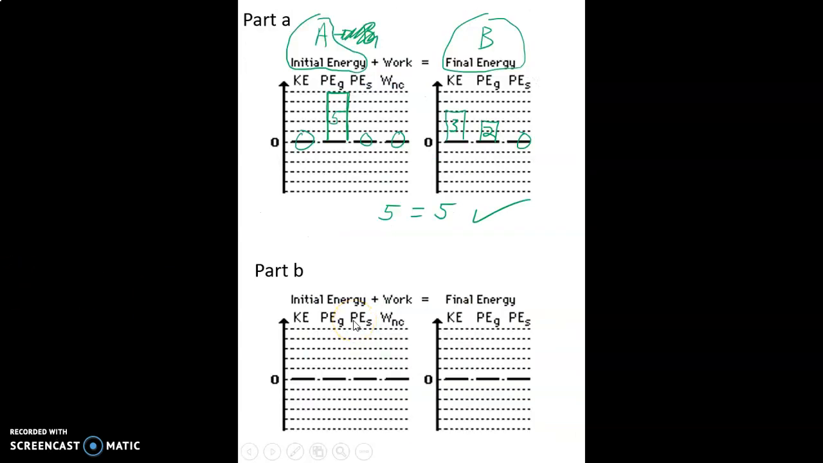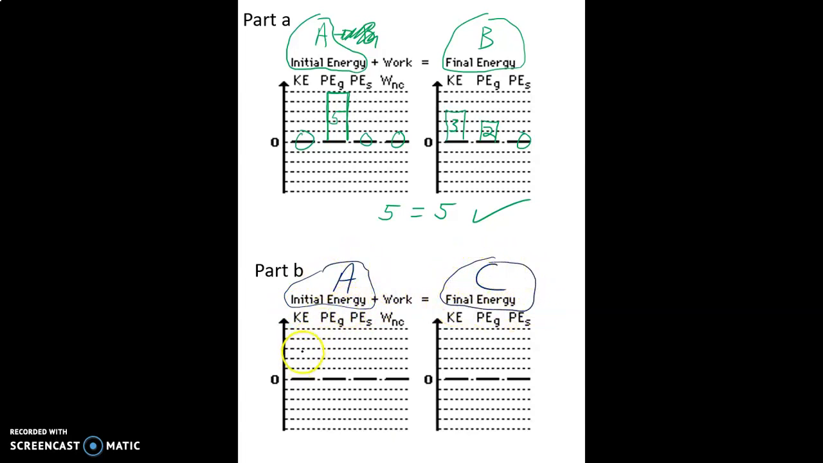You can see the energy bar chart from part A, where there was no work done by non-conservative forces, but now we're going to fill it in for the case where we did have the non-conservative forces. So the starting conditions are the same. We're still going from A to C. A is our initial, and point C is our final.